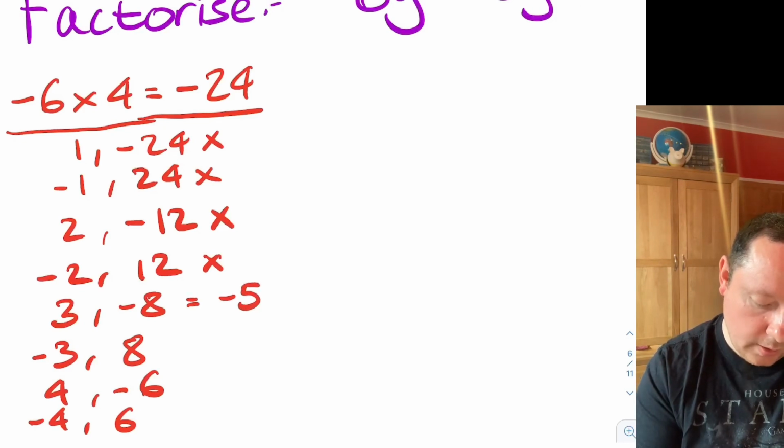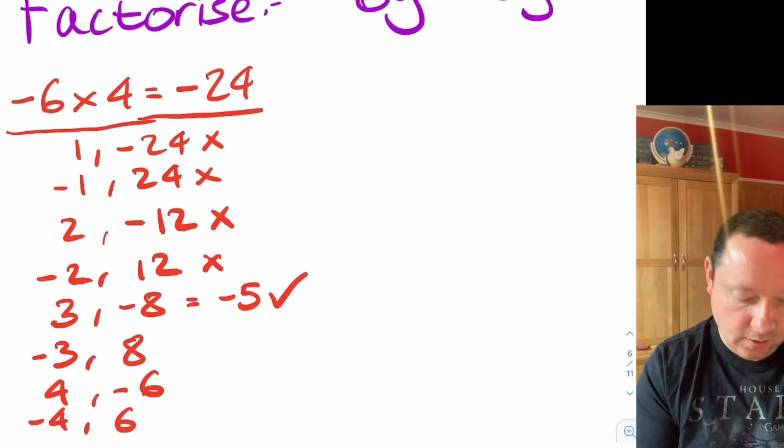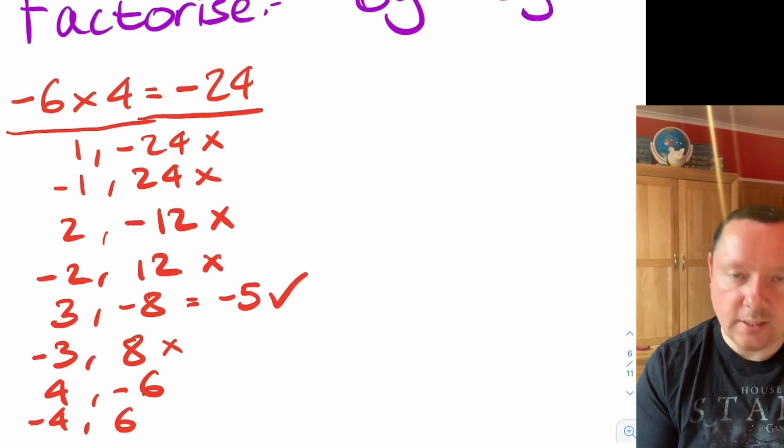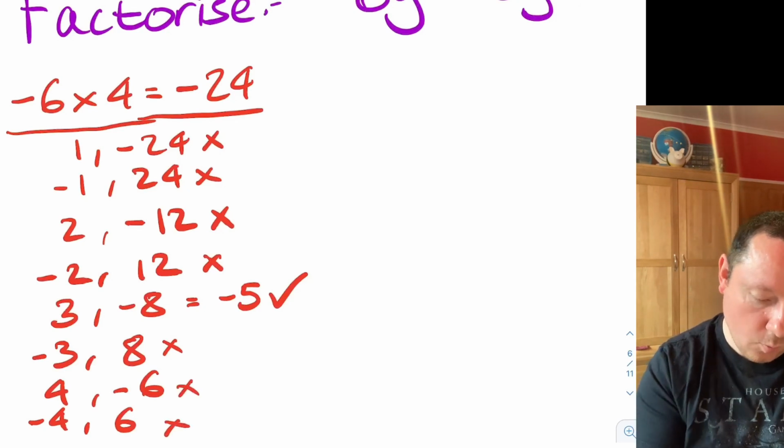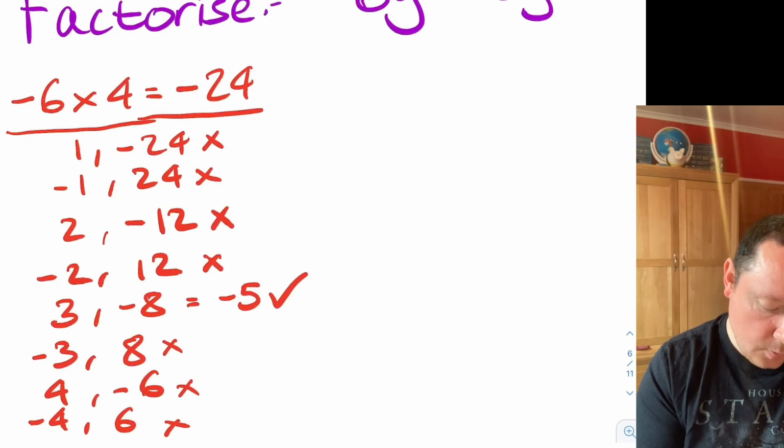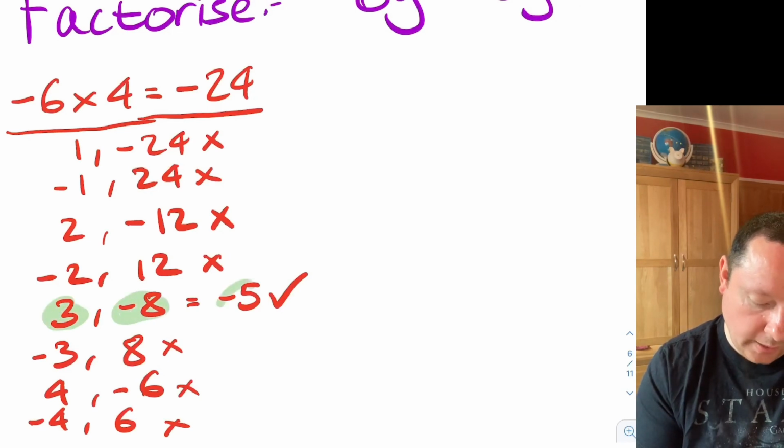That's the one I want then. Minus 3 and 8 is plus 5, so be careful of the sign. It's not the one I want. 4 minus 6 is minus 2. Minus 4, 6 is 2. So the one I want is plus 3 minus 8, because that makes minus 5.